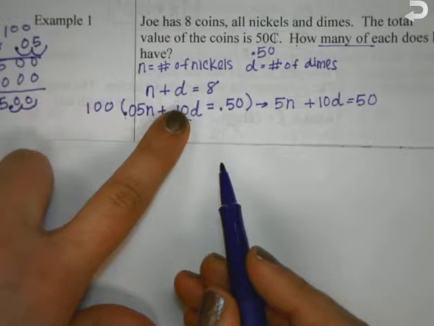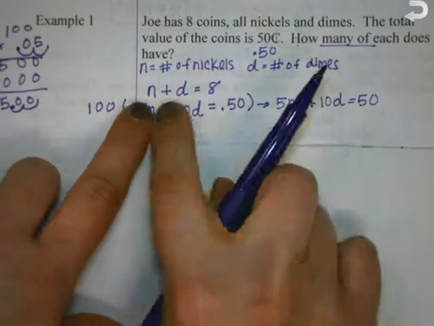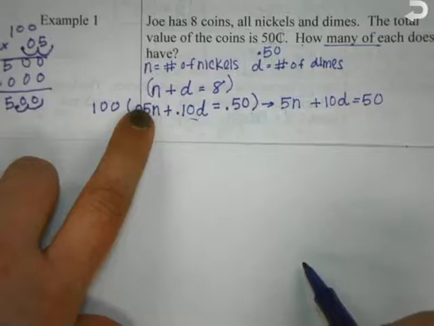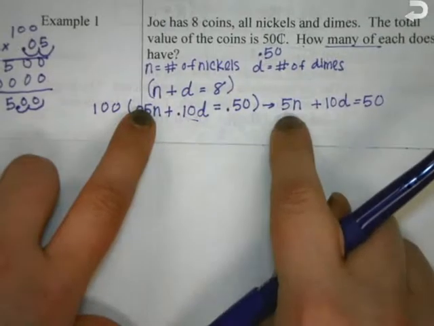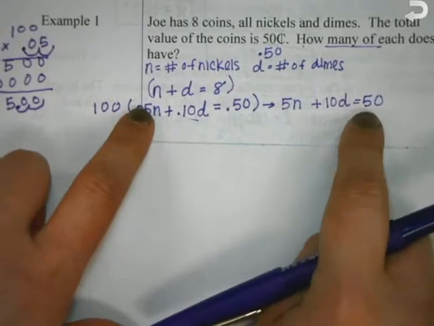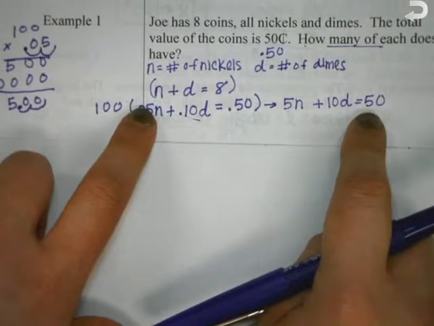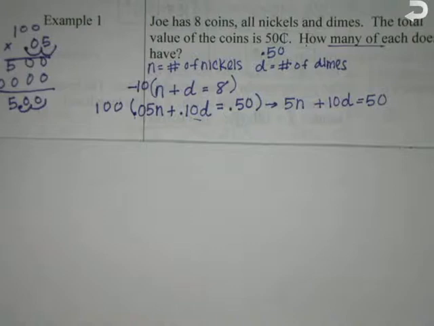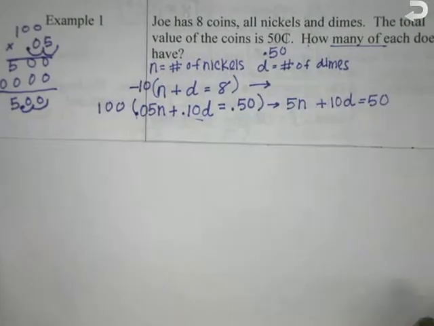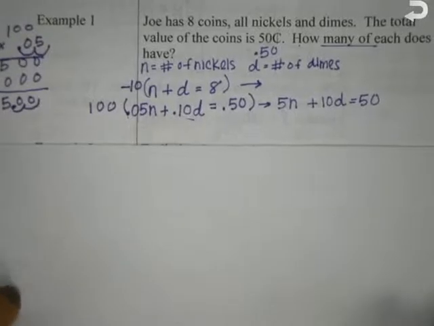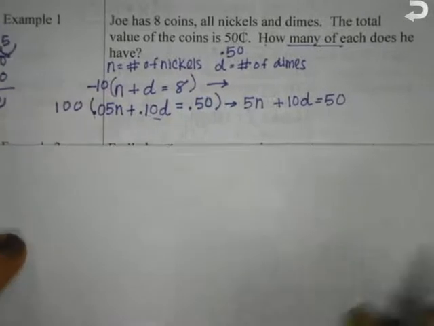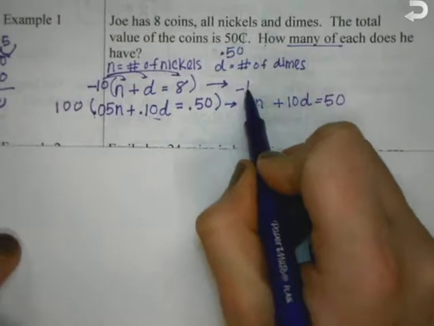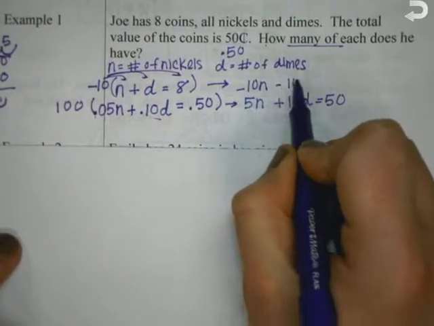Okay, so that means I have to multiply. What do I need to multiply by? 10. Do we want to eliminate n's or d's? Doesn't matter. D's? Okay, so let's multiply by negative 10. So if I multiply by negative 10, that gives me negative 10n minus 10d equals negative 80.